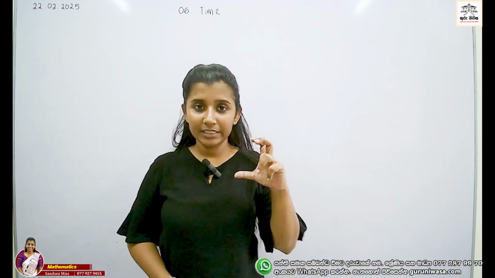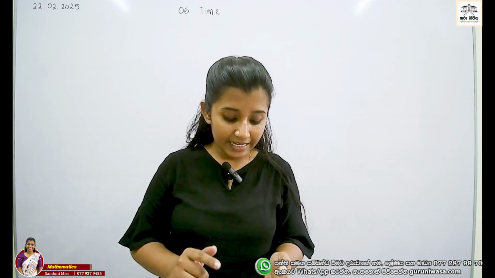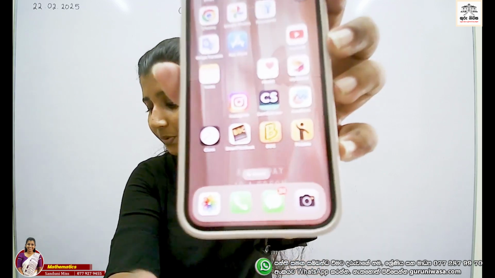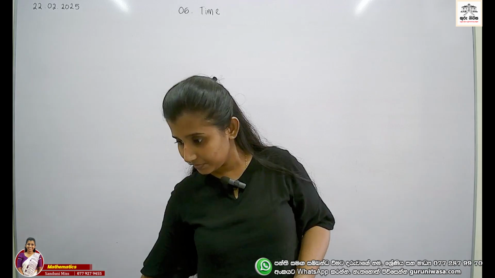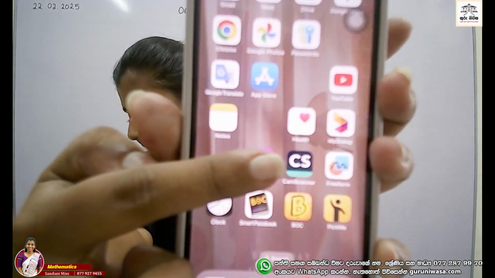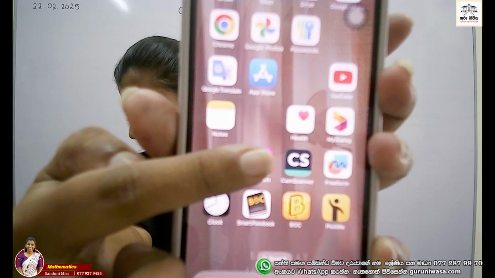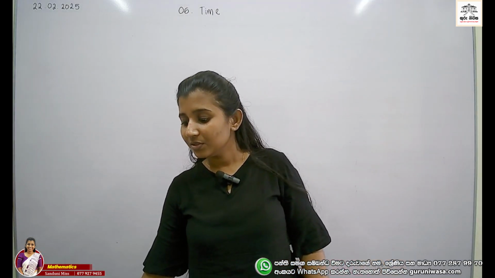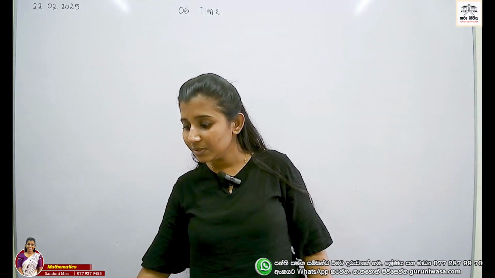Normally you take photos from a mobile phone. There is an app called CamScanner. So I'll show you. I hope you can see. That's the app, CamScanner. So download it.